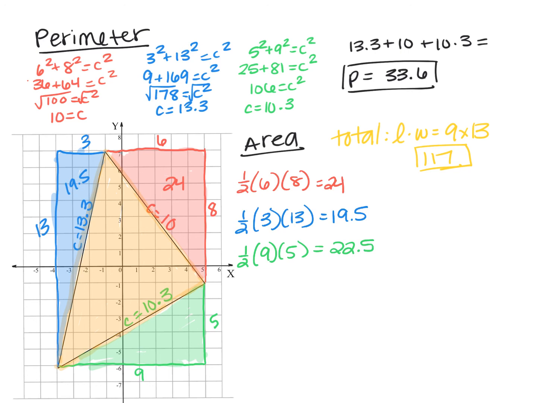Now I'm going to take each of those away from the total, and that's going to give me what's left for our orange region. So the 3 triangles we're taking away are 66 units. 117 minus 66 leaves me with 51 units squared. So the area of our original triangle is 51 units squared.